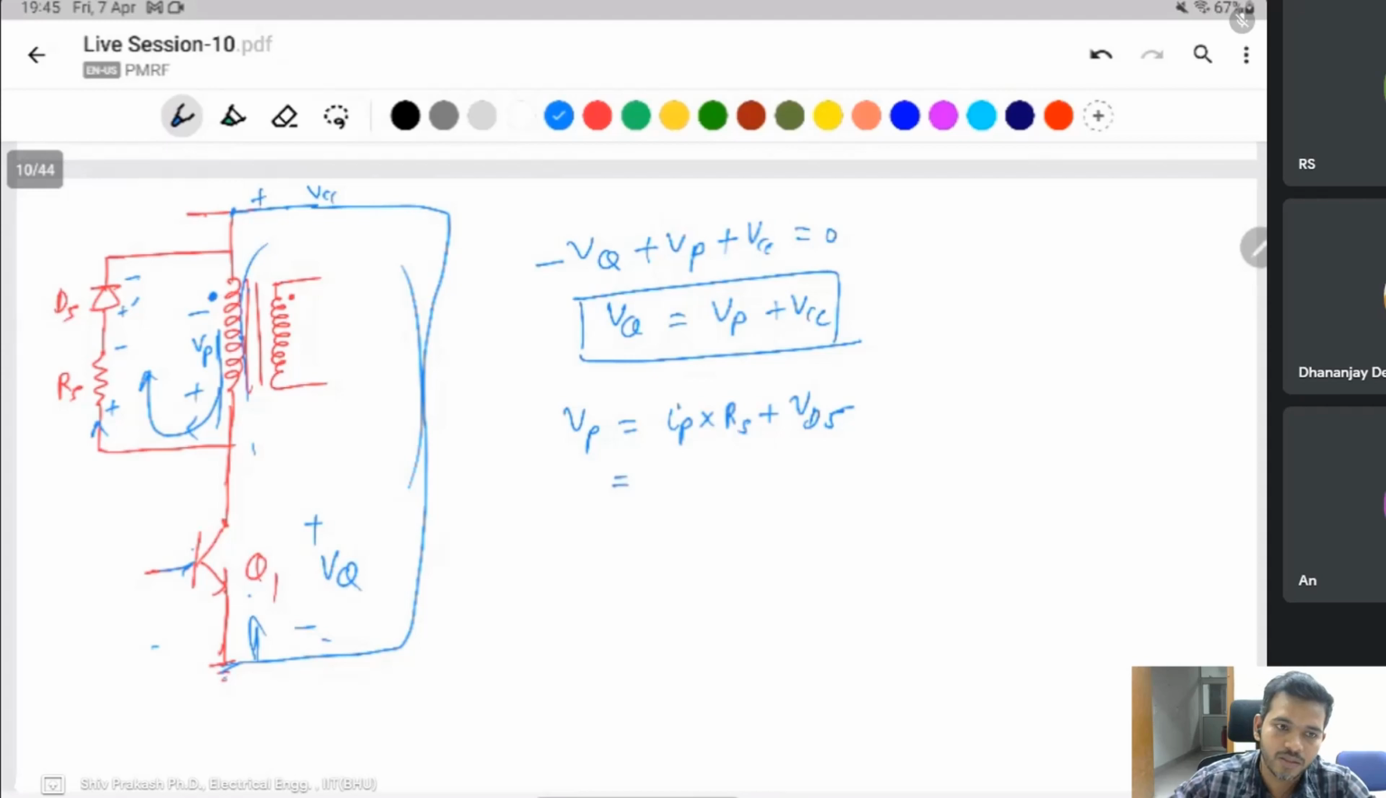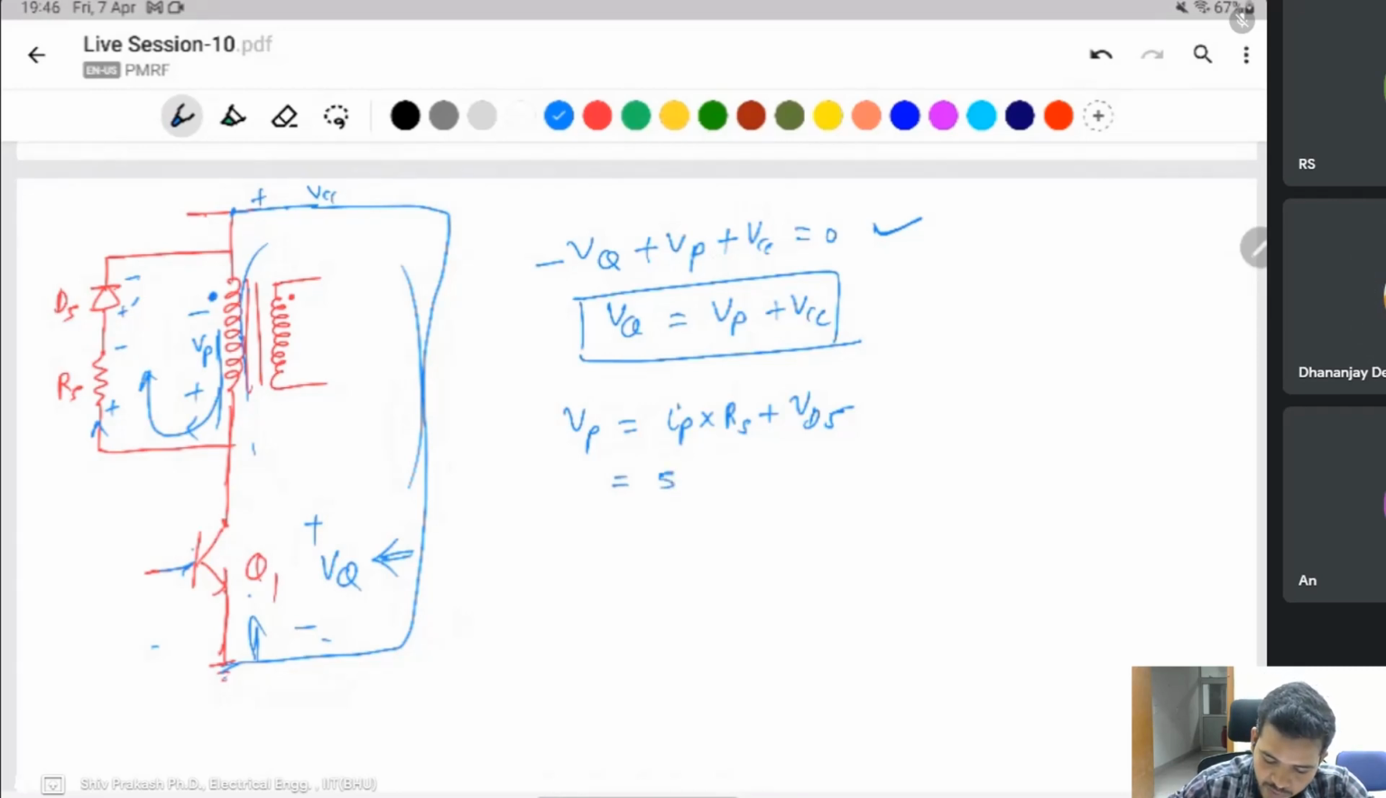I'm asking about this first one, sir, where you boxed this equation. The first one, VQ equal to VP plus VCC. Yeah, this is when the switch is off only, not on. Because this voltage occurs only when the switch is off. When the switch is on, this voltage will be 0 because current flows like that. That's why when the switch is off, in that condition this KVL applies.